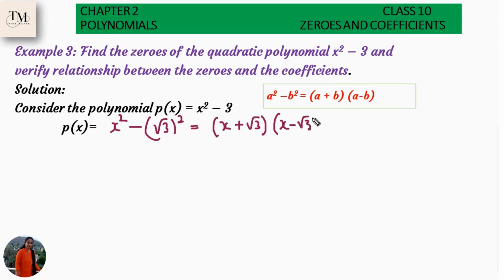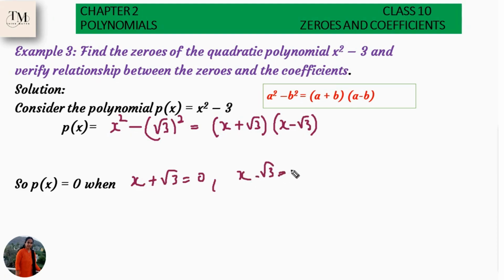So what happens? Then p of x will be equal to 0 when x plus root 3 is equal to 0 and x minus root 3 is equal to 0. So we will get x is equal to minus root 3 and x is equal to plus root 3. So when x is equal to root 3 and when x is equal to minus root 3, we will get the zeros of the given polynomial.